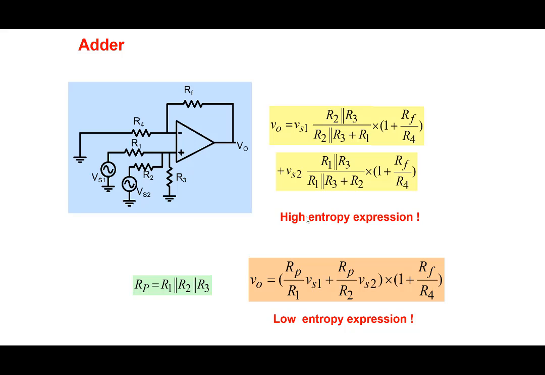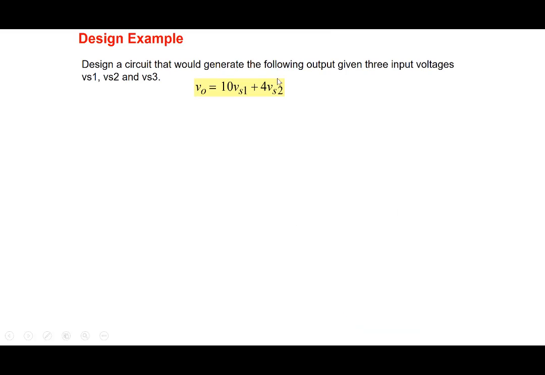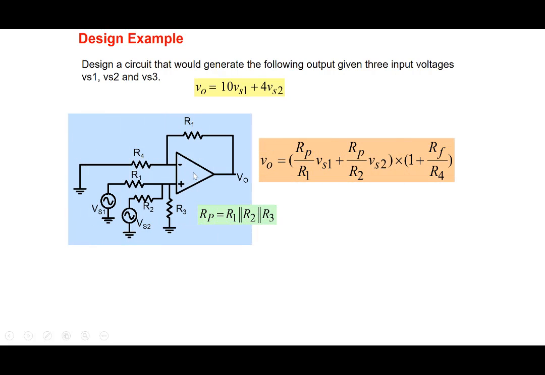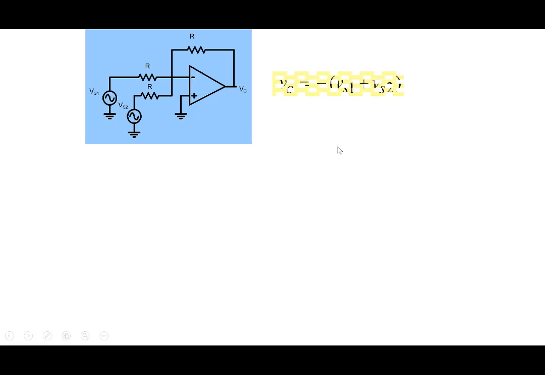So if you wanted to add up the two voltages Vs1 and Vs2, you could take appropriate values of Rp by R1 and Rp by R2. If you choose Rp by R1 and Rp by R2 to be equal, you will get Vs1 plus Vs2, and the whole thing gets multiplied by some gain factor. So if somebody asked to design a circuit that would generate 10 Vs1 plus 4 Vs2, well, you could use a circuit like this, and let's leave it as a homework problem. Okay.